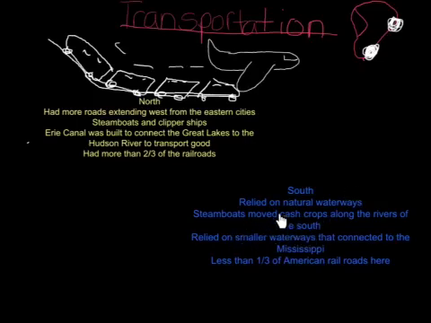And while the South relied on more natural waterways, steamboats moved cash crops along the rivers of the South, meaning that they could also have more money with crops. And they also relied on smaller waterways that connected to the Mississippi, and they had less than 1/3 of the American railroads. The end.